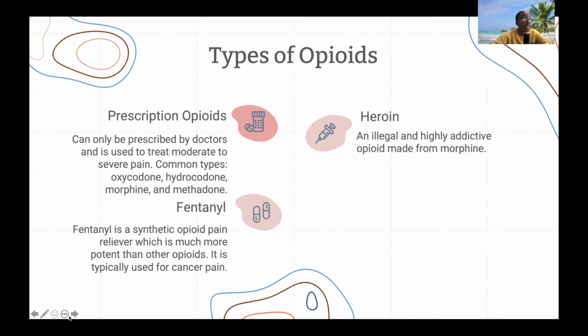Heroin is an illegal and highly addictive opioid made from morphine. And fentanyl is a synthetic opioid pain reliever, which is much more potent than other opioids. It is typically used for cancer pain or other severe pain.